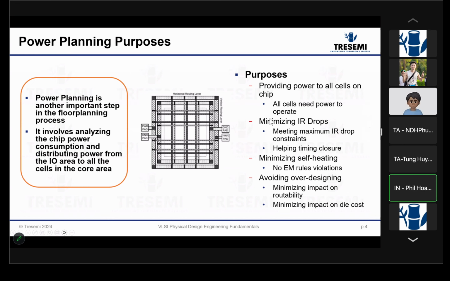So one of the purposes is to minimize IR drops. So you see why IR drop minimization is something that we need to pay attention to.